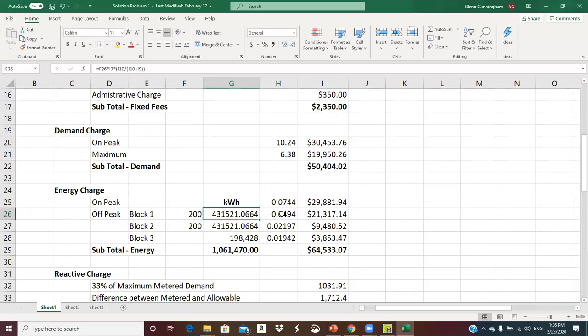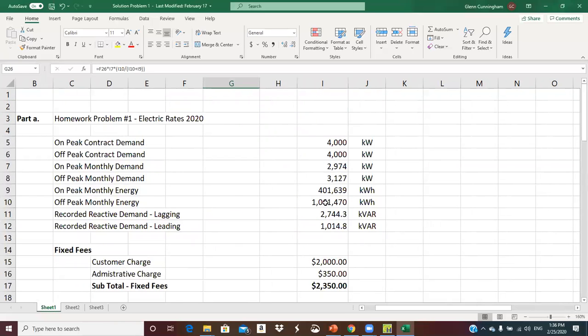And then off-peak block 1, it's 4.94 cents. So these two multiplied together give 21,317.14. Okay? All right. Well, the arithmetic on the second block, and of course, you always have to make sure that you don't pay for more than you use. So right now, after I've paid this, I have paid for 431,521 of 1,061,000. So I have in no way paid for all of them.